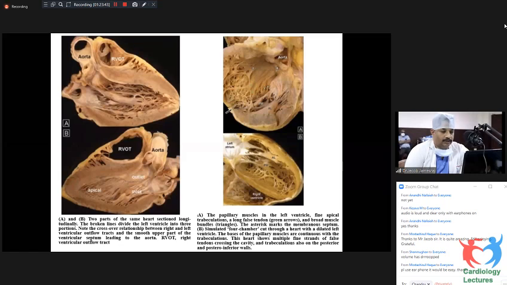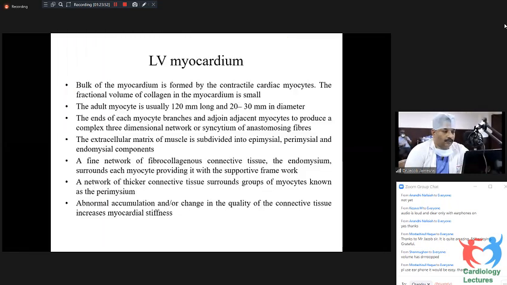Other than that, the LV outlet usually overlaps the inlet. The left ventricular free wall is thickest at the cardiac base levels, around 12 to 15 millimeters. It gradually becomes thinner towards the apex, even up to 1 millimeter at the level of the apex.